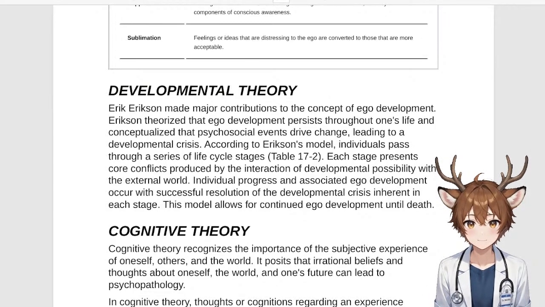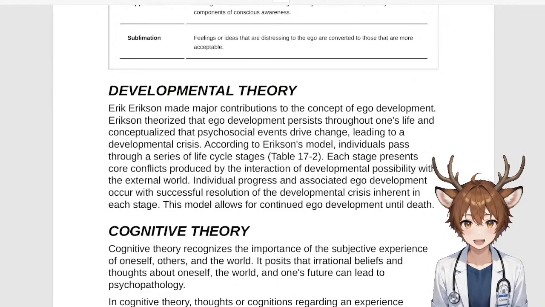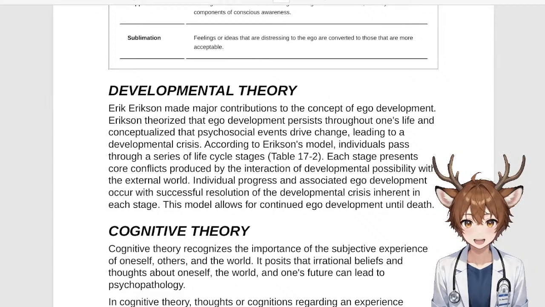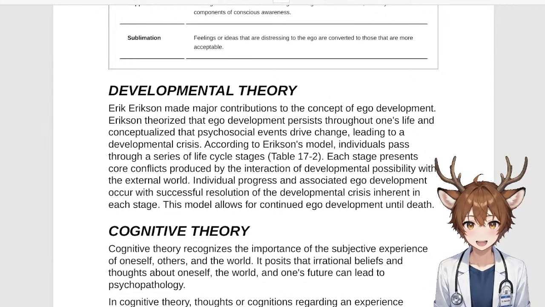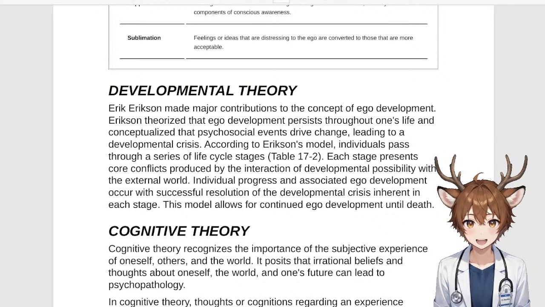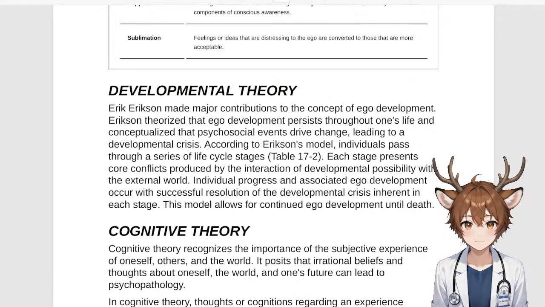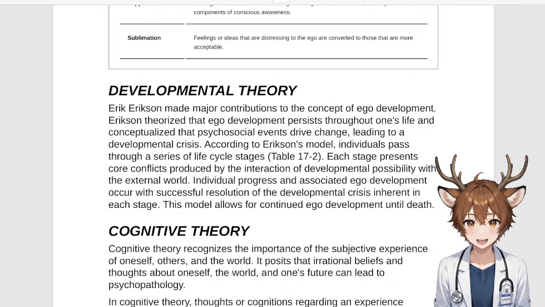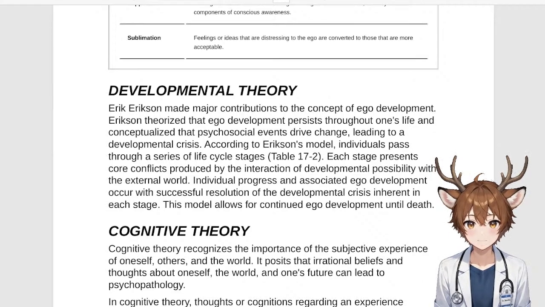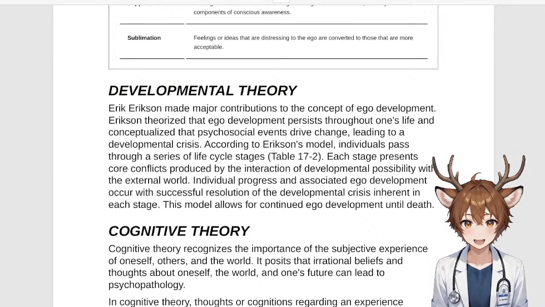Developmental theory. Erik Erikson made major contributions to the concept of ego development. Erikson theorized that ego development persists throughout one's life and that psychosocial events drive change, leading to a developmental crisis. According to Erikson's model, individuals pass through a series of life cycle changes. Table 17.2, and we'll get into that. Each stage presents core conflicts produced by the interaction of the developmental possibility with the external world. Individual progress and associated ego development occur with successful resolution of the developmental crisis inherent in each stage. This model allows for continued ego development until death.